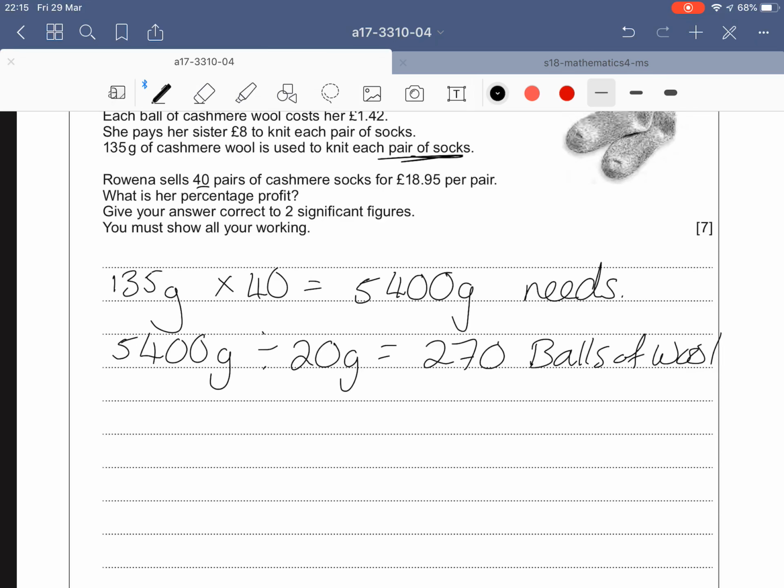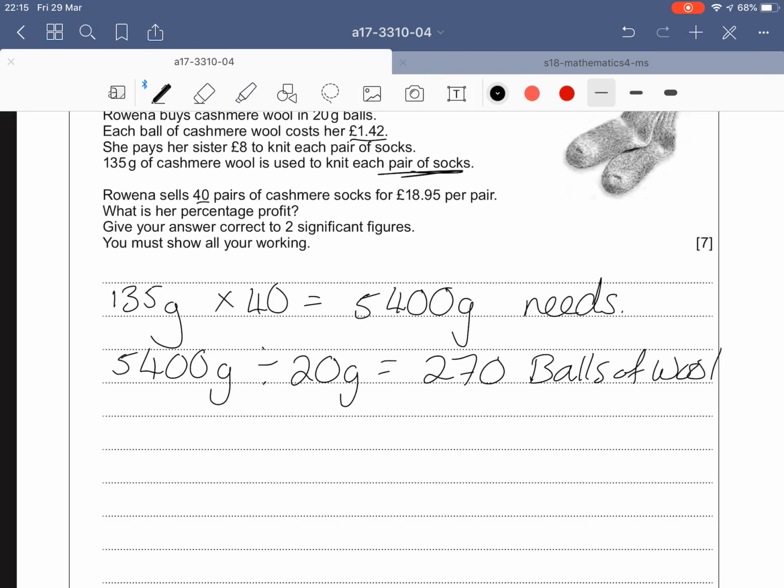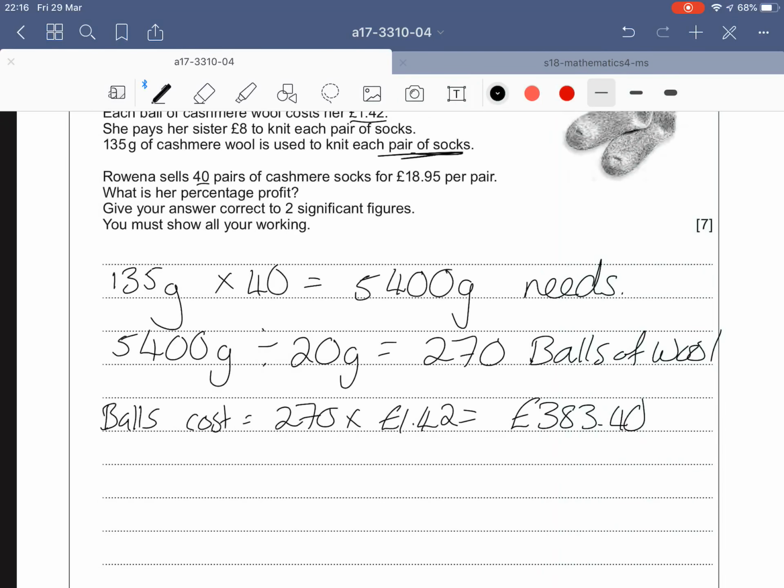So each ball costs £1.42, so we can see how much all the balls cost. So we've got the 270 times our 1.42 to give us £383.40. So that's how much it costs to make them. However, she's given her sister £8 per sock. Yep, per sock. So that's £8 times the 40 socks. So that's another £320 she's given to her sister.